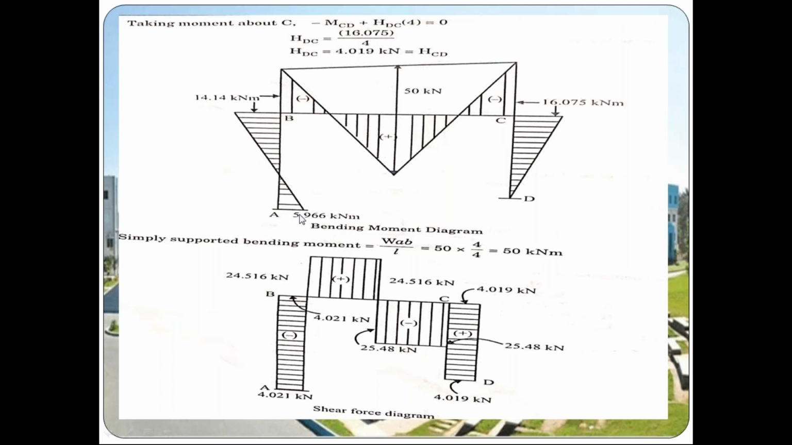Okay, MAB is equal to 5.996. MAB is left to right. Left to right means a negative value goes only above the baseline, and a positive value goes below the baseline.